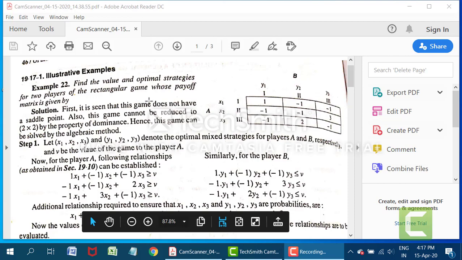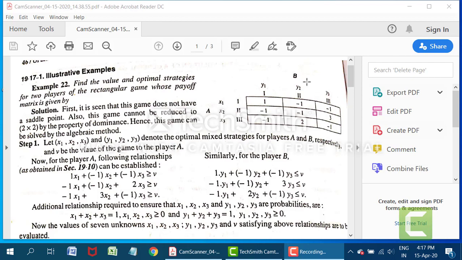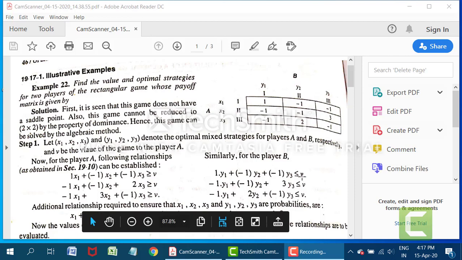As the payoff matrix for player A is written, he is the minimizing player. Hence, he always expects that the expected payoff must be less than or equal to nu. So when A plays with the first strategy only, the expected payoff from player B equals this element into y1 plus this element into y2 plus this element into y3. First row into y1, y2, y3. That should be less than or equal to nu.